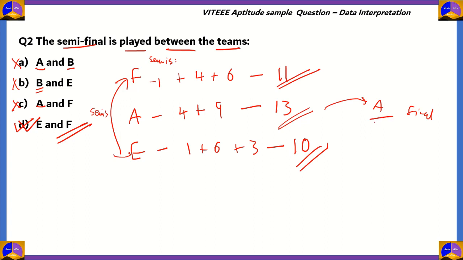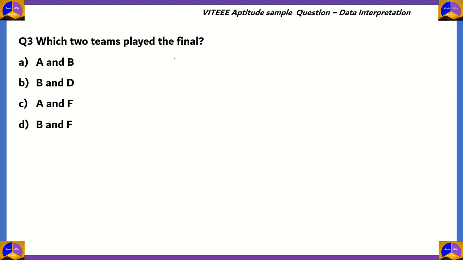Now, we know that A moved to the final. We also know that F had won the semis and the finals. So therefore, for question 3, which 2 teams played the final? The correct answer is option C, teams A and F. So Team F are the victors. Team A moved to the final first because they had the most number of points at that stage. So therefore, option C had to be the correct option.